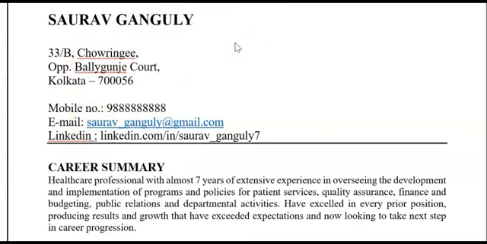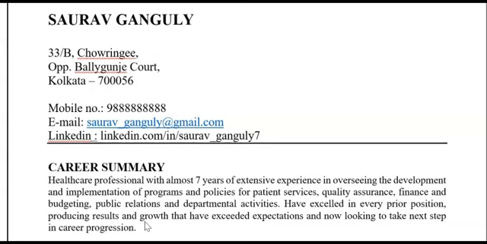The second section is the first section actually that differentiates, as I've already said. Here we write down the career summary. So the write-up goes like this: healthcare professional with almost 7 years of extensive experience in overseeing the development and implementation of programs and policies for patient services, quality assurance, finance and budgeting, public relations, and departmental activities. Have excelled in every prior position, producing results and growth that have exceeded expectations, and now looking to take the next step in career progression. So definitely here we know why the employer should bank on this candidate.